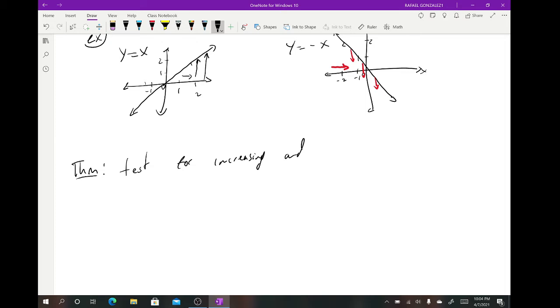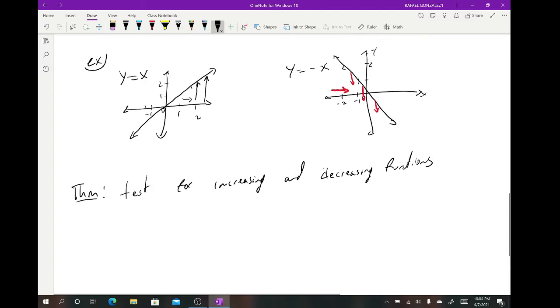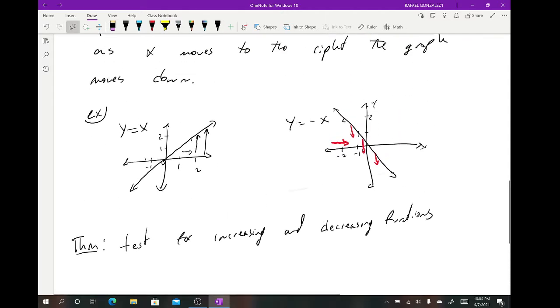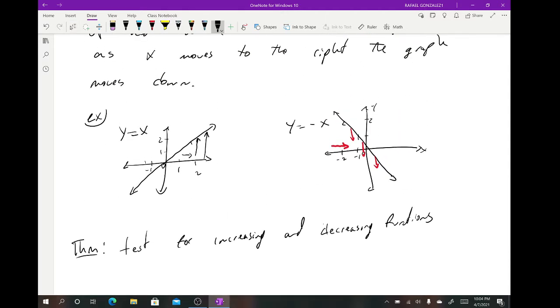And this test tells you when the function is increasing or decreasing on an interval. So, for example, before I begin, let me just do an example. I'll do it on this side in blue. Let's say somebody gave you a graph of a function. This function looked like this.